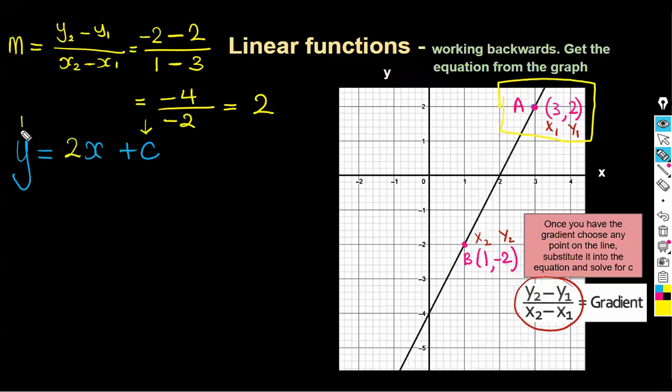So we're going to replace the y with 2 because that is what it says. y is 2 and x is 3. 2 is equal to 2. Replace this x with 3.